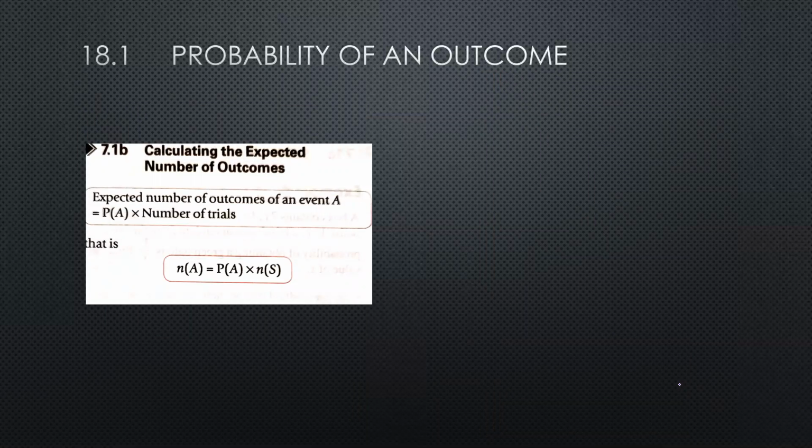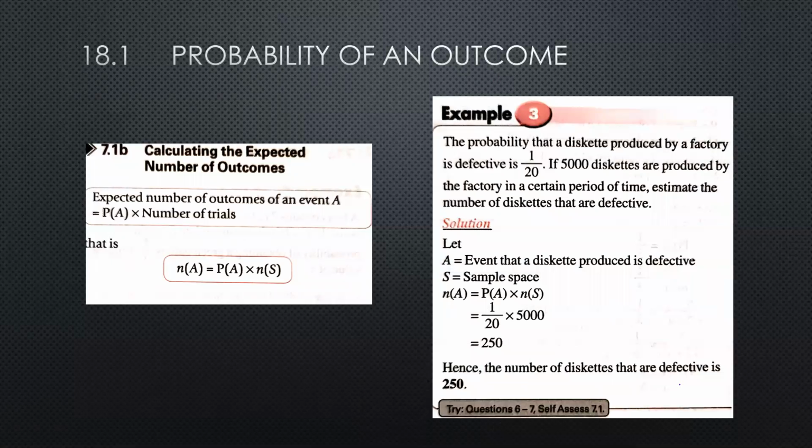Next, we have to calculate the expected number of outcomes. The expected number of outcomes of an event A is the probability of A times the number of trials. The probability that a diskette produced by a factory is defective is 1/20. If 5,000 diskettes are produced by the factory in a certain period of time, estimate the number of diskettes that are defective. We have the probability, we have the number. So the probability times the number of the sample space, and we can find the number of diskettes that are defective.